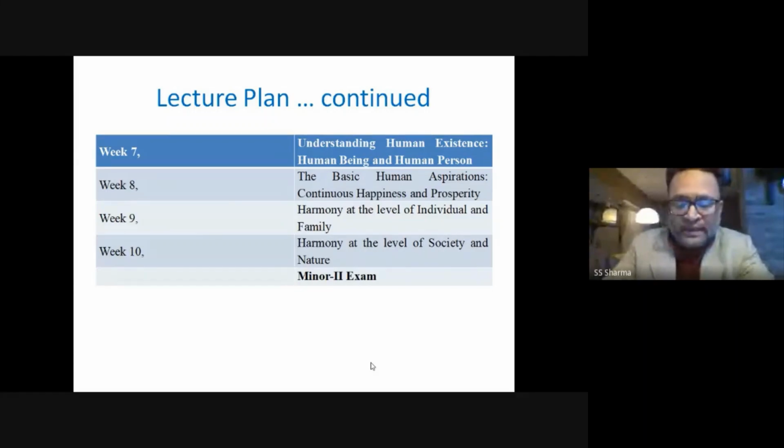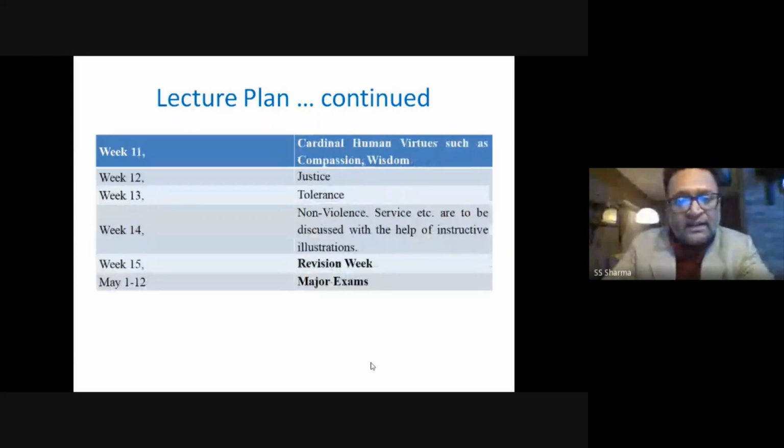And in the last part of the course, we will be discussing the cardinal human virtues such as compassion, wisdom, and so on. We will also be discussing justice, tolerance, non-violence, service, and so on. We will also be taking a lot of illustrations in this course so that you get a clearer understanding of why it is required or what the need of this thing is.